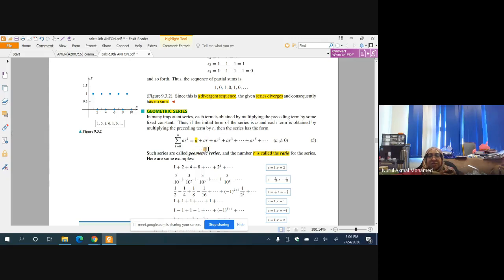The second term, when k is equal to 1, will be ar. The third one will be ar to the power of 2, then ar to the power of 3, and so on. And a is not equal to 0, because if a is equal to 0, then everything will be 0. This series is called a geometric series, and r is called the ratio of the series.